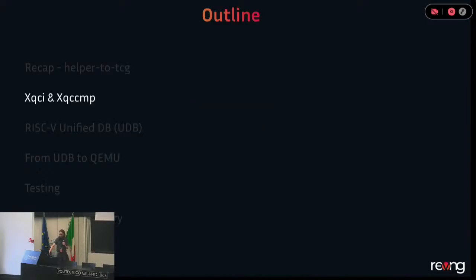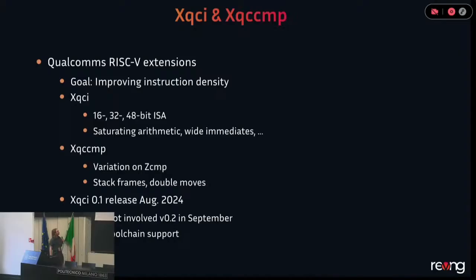I want to introduce you to the Xqci and Xqccmp extensions. These are extensions developed by Qualcomm. They're actively being developed with the goal of improving instruction density for their microcontrollers, as is usually the case. If you execute fewer instructions, you hopefully consume less power and hopefully get more performance. Xqci introduces a 16, 32, and 48-bit ISA and is focused mostly on arithmetic. So you have saturating adds, saturating subtractions, loading of wider immediates, which is why you need the 48-bit ISA, and fused multiply adds and so on.